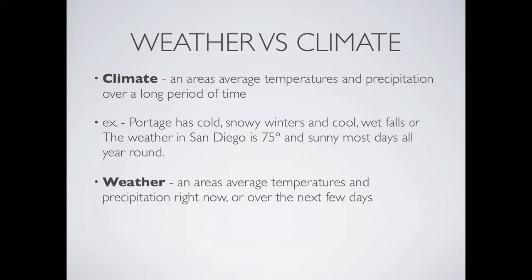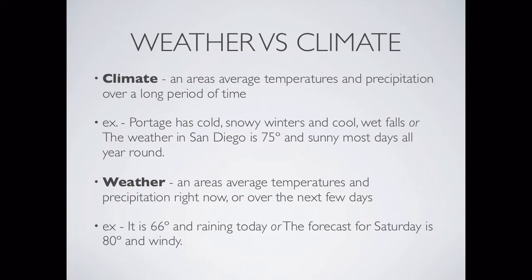Weather, on the other hand, is simply talking about an area's temperatures and precipitation right now or over the next few days. So weather is more immediate. It's what's happening today or what's going to happen tomorrow or maybe over the weekend with temperatures and with precipitation or rainfall. So some examples would be if I say it's 66 degrees and raining today, or if I say the forecast for Saturday is 80 degrees and windy.